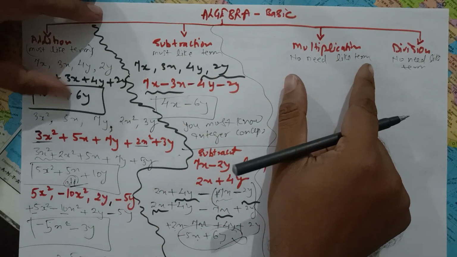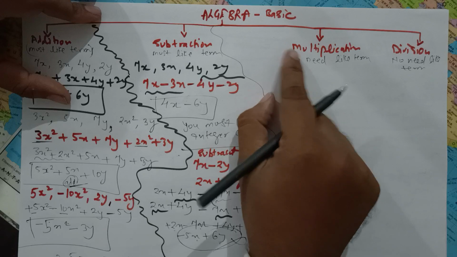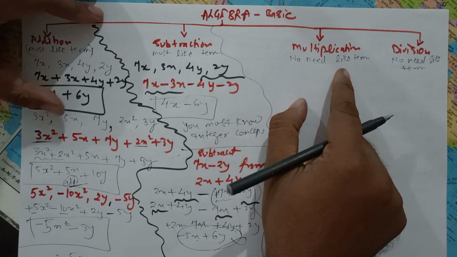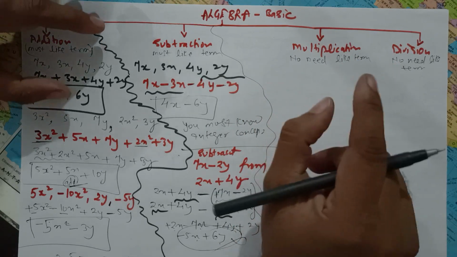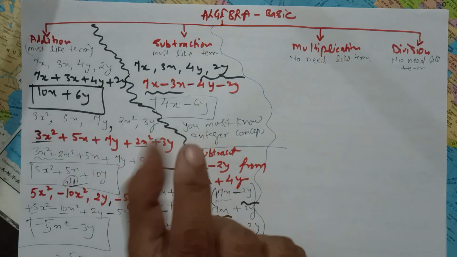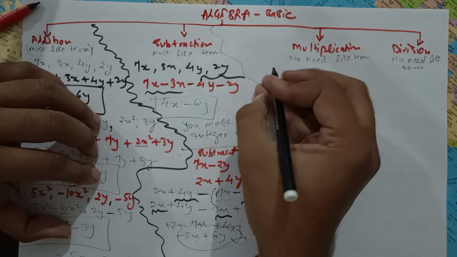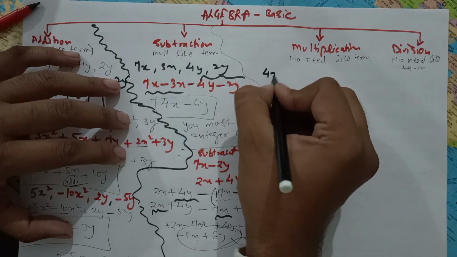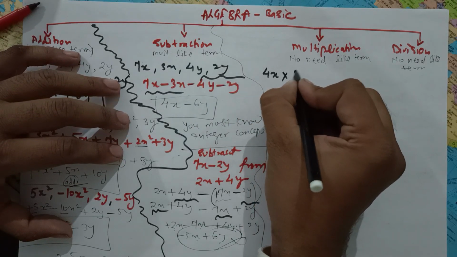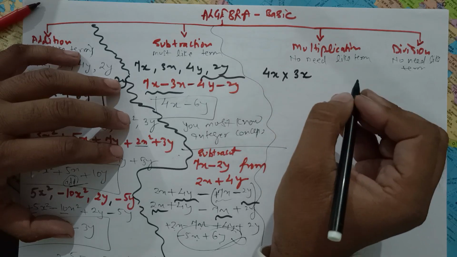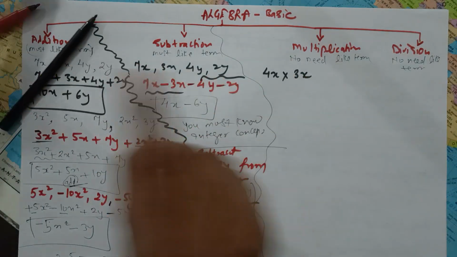Now we are going to start multiplication of algebra. In multiplication you don't need like terms, but we have some changes, like I told you. For example, you have to multiply 4x into 3x. See how we do multiply.